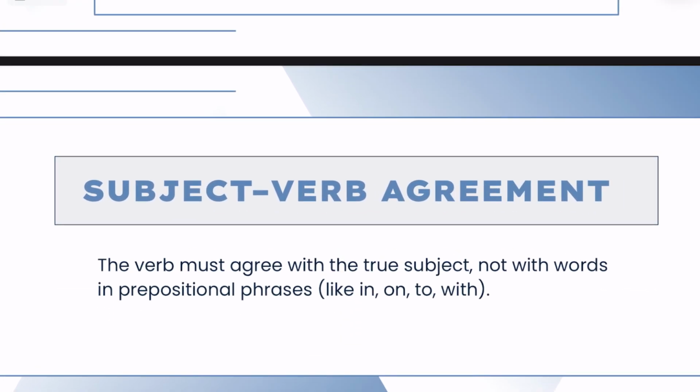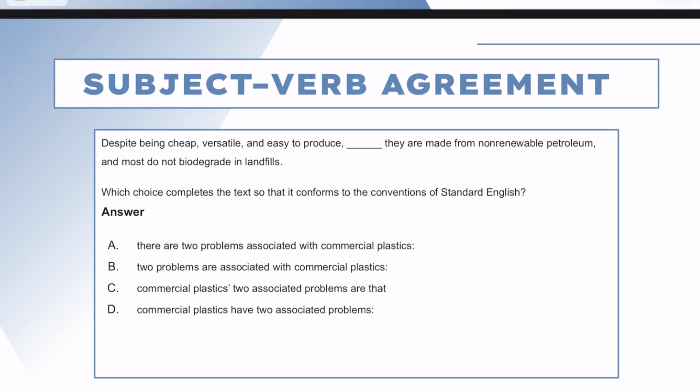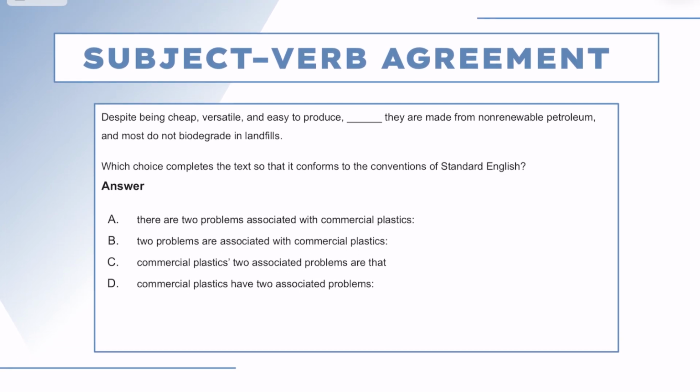Moving on, we're going to subject-verb agreement. The verb must agree with the true subject, not with the nouns in prepositional phrases like in, on, to, or with. Now, let's look at a question. Despite being cheap and versatile and easy to produce, blank, they are made from non-renewable petroleum and most do not biodegrade in landfills. Which choice completes the text?